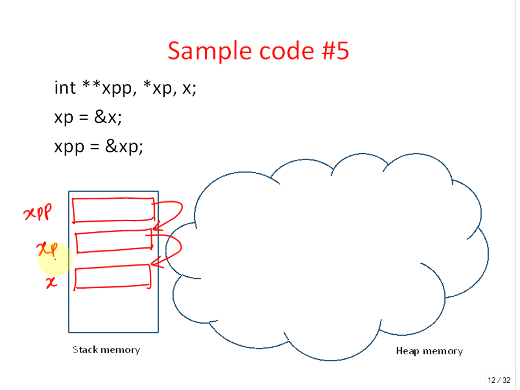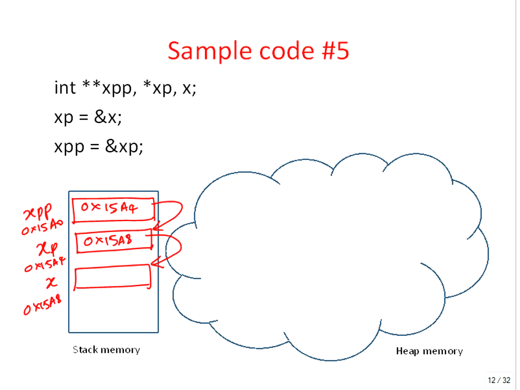So if the address of XP is 15A0, this one is 15A4, 15A8. So inside you have 15A8. Inside here you have 15A4. XPP is pointing to XP and XP is pointing to X.